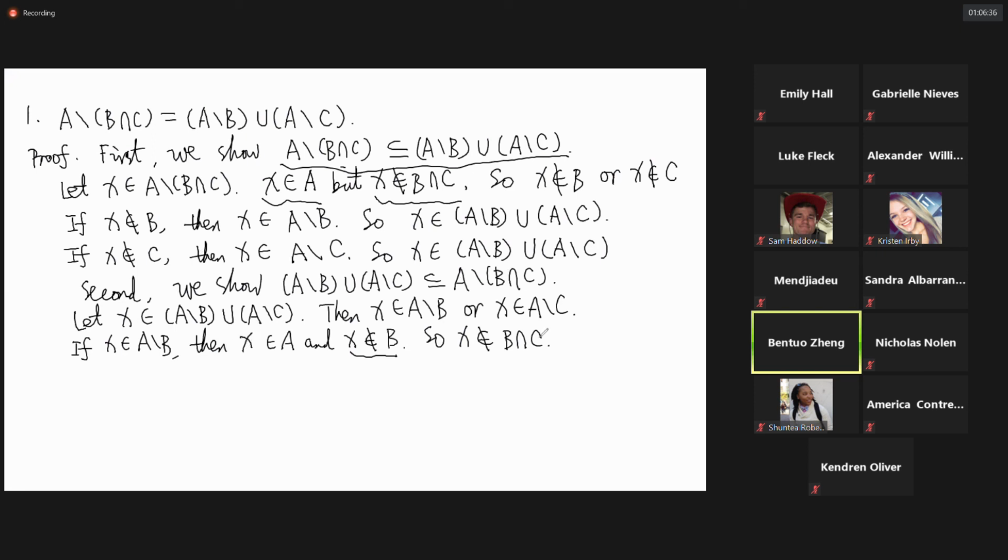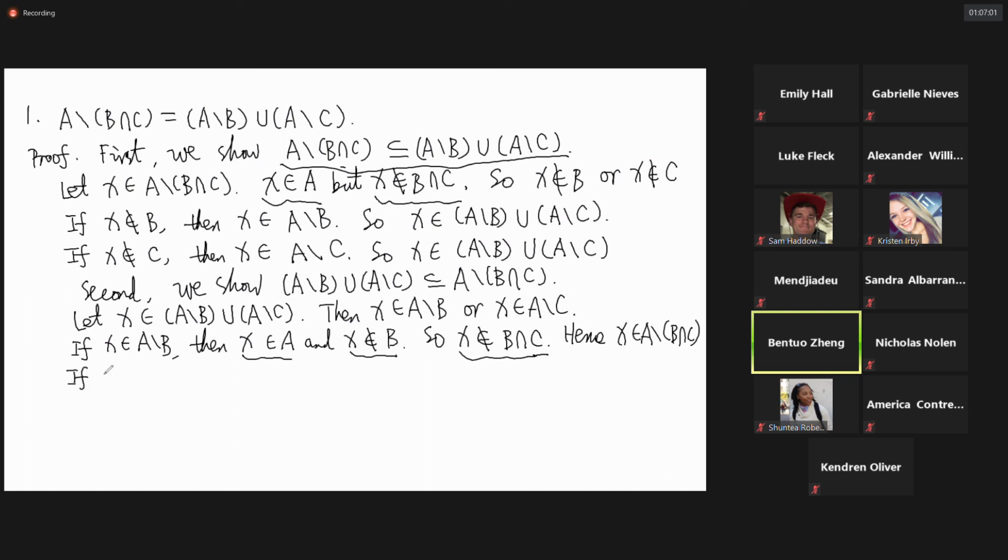Because X is always in A, hence X is in A minus B intersect C. Because X is not in B intersect C, but X is in A. By definition, X is in A minus B intersect C.